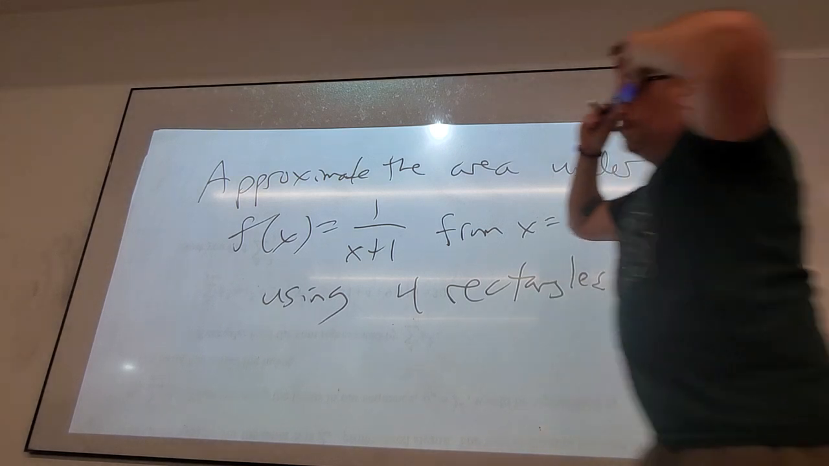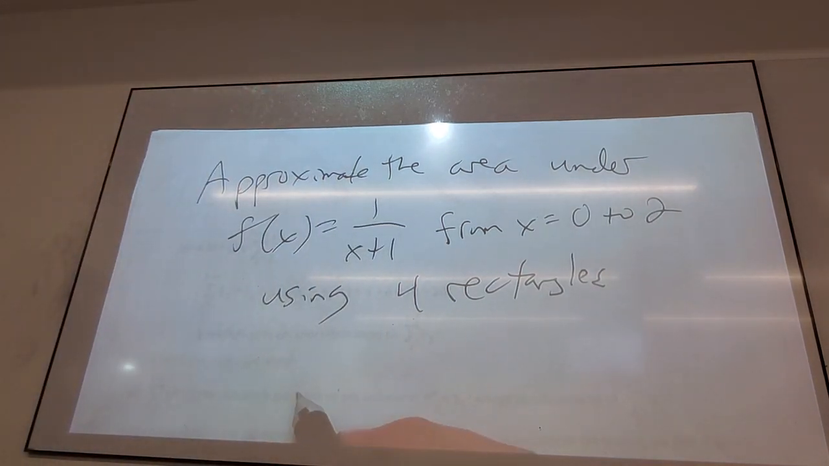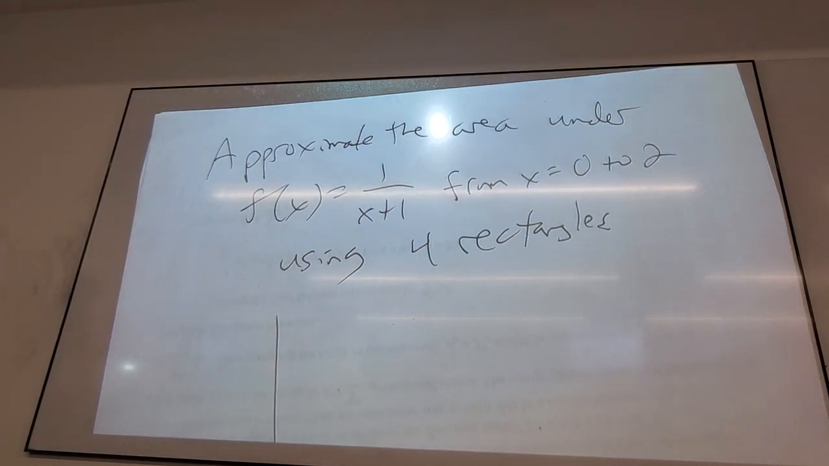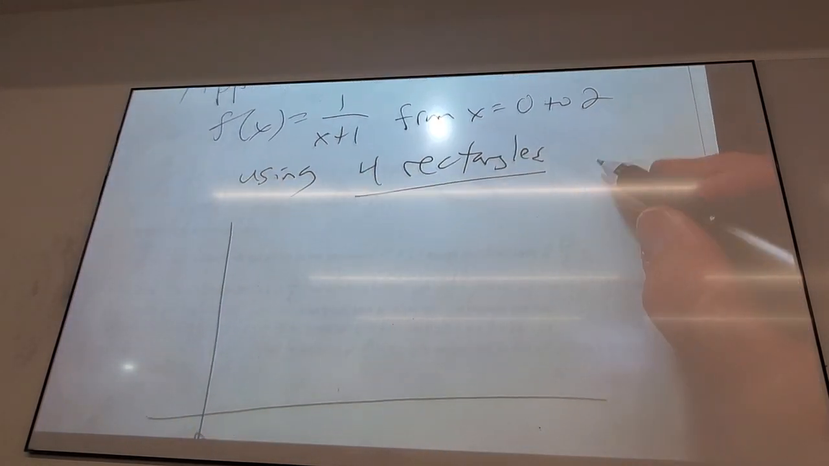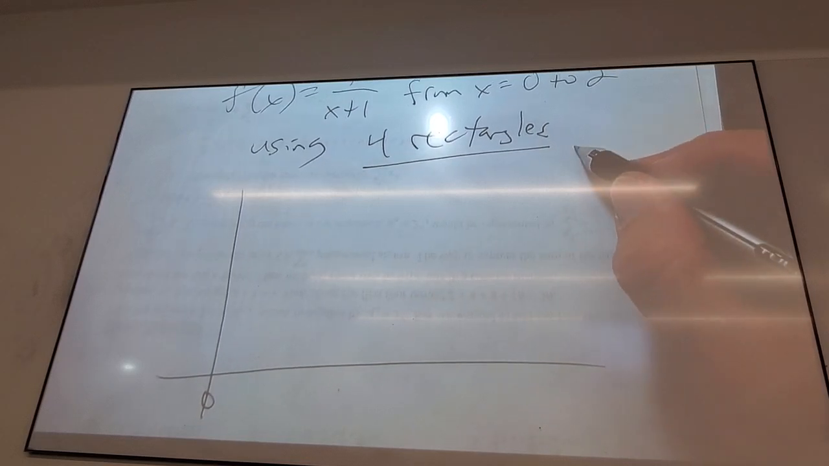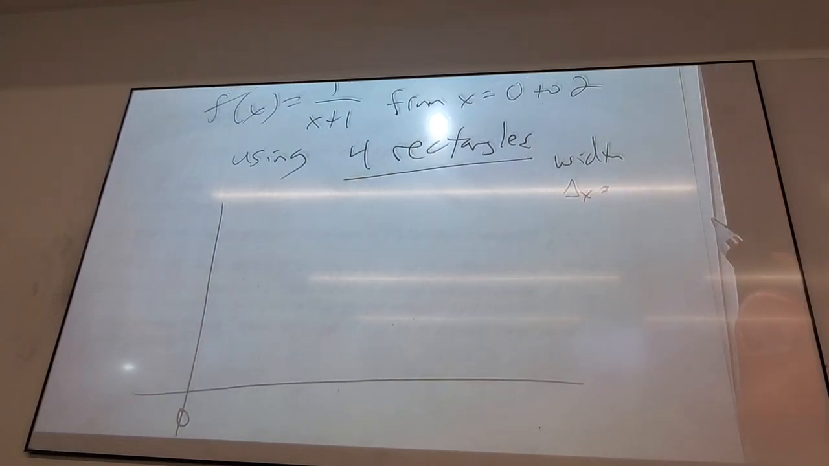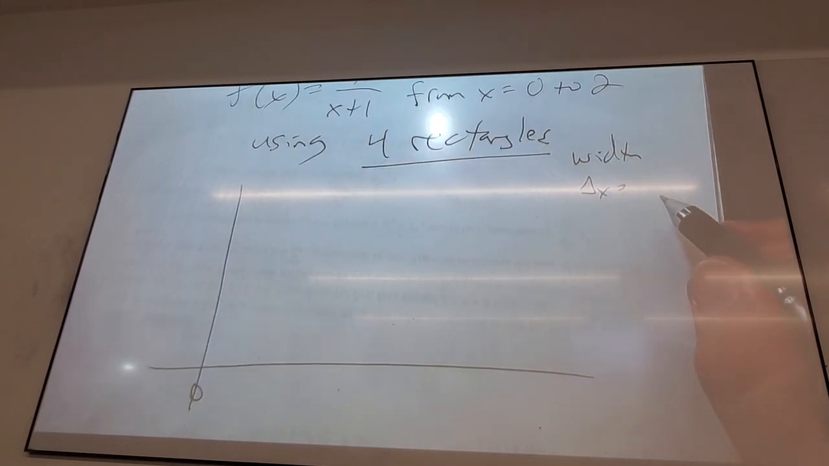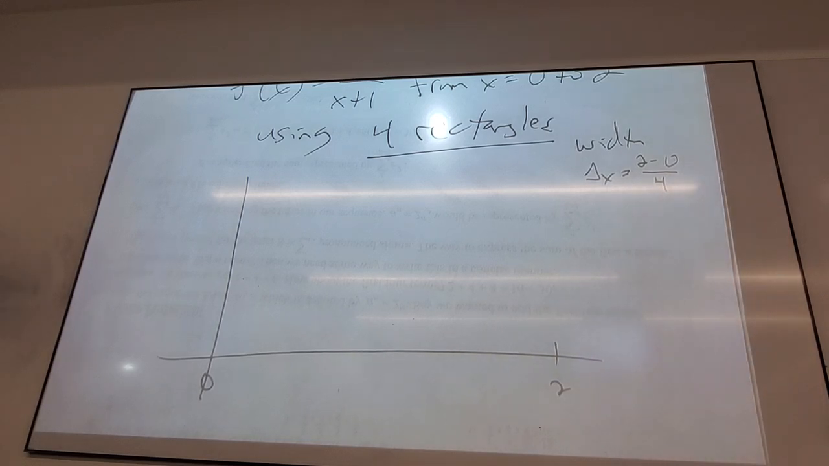So, let's do a rough sketch of the area that we're talking about. I want to use 4 rectangles. How do I figure out the width of each rectangle? It would be 2 minus 0, how far I have to go, divided by how many rectangles I want to use. That will tell me how wide each rectangle has to be.